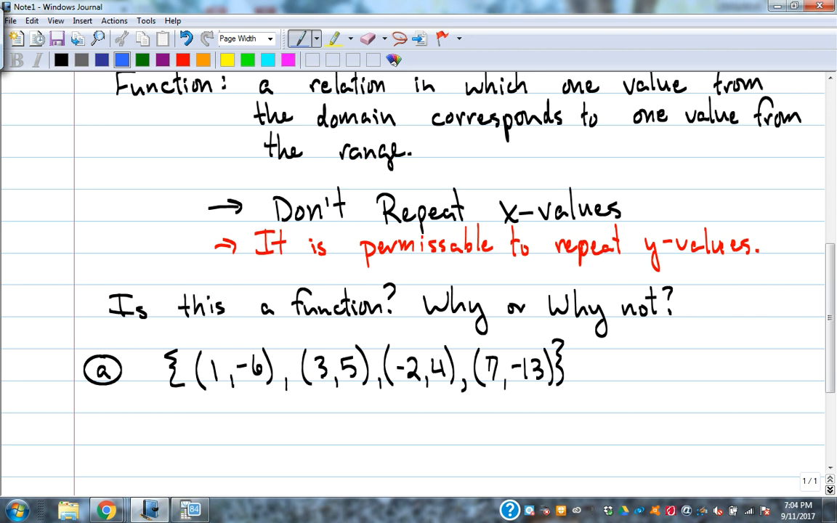Well, what's the only rule we have to worry about? Don't repeat the x's. Are the x's repeated? No, we got 1, 3, -2, and 7. No repeat of x's, so this is yes. There are no repeated x values, so yes, it is a function. There are no repeated x values in there is what makes that legal. Okay? All right. That's easy.